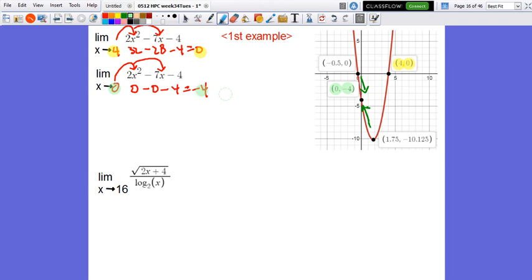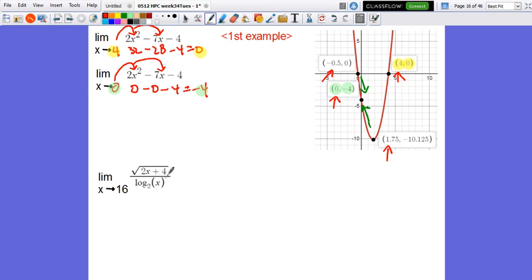So all I'm trying to say is that you can plug in these x coordinates of 0 and 4 and whatever else, to find what y ultimately approaches. Same goes here.